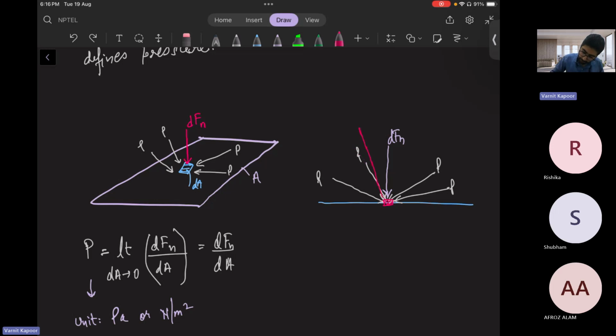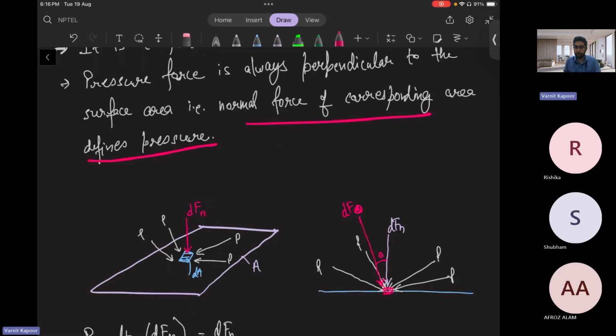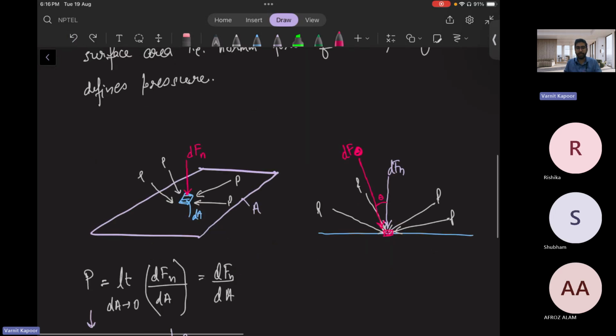It goes like this, and it is at an angle of theta, suppose. So this will be dF theta, at a particular angle theta. Now pressure is defined as the normal force corresponding to that area. So now I cannot take this small element area. Now I have to take the area in a direction perpendicular to this force. So what will be my area now? It will be an area like this.